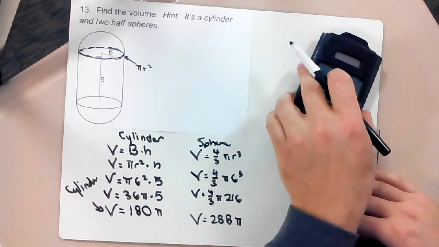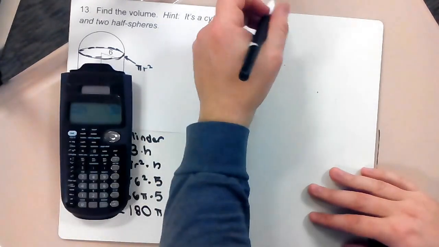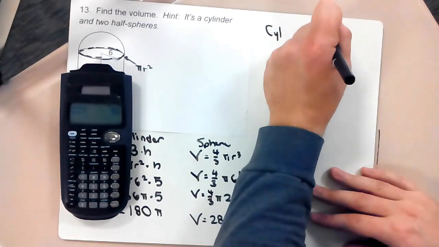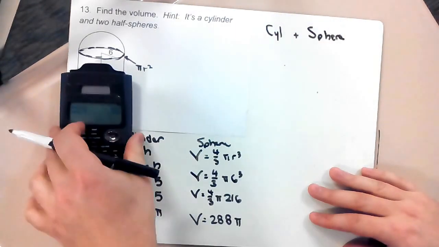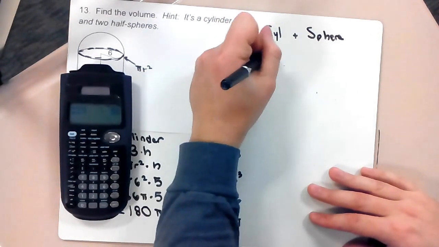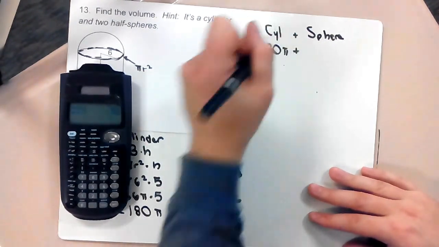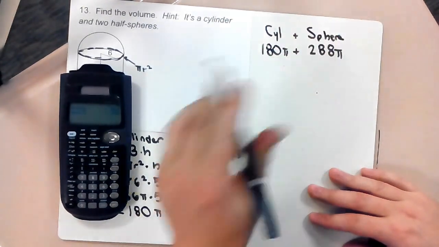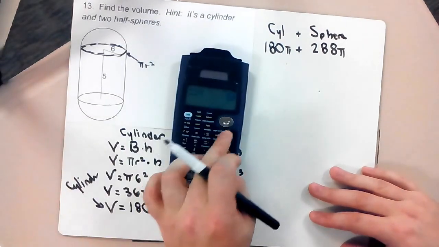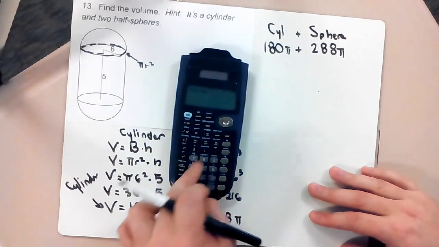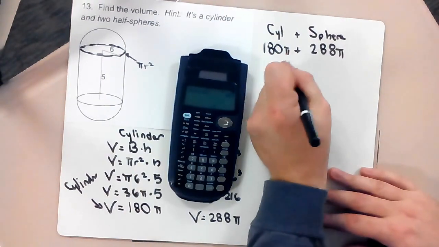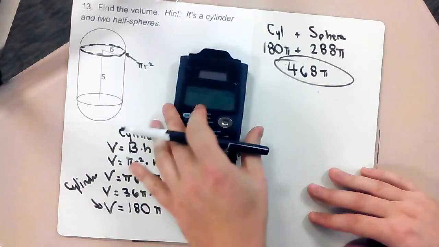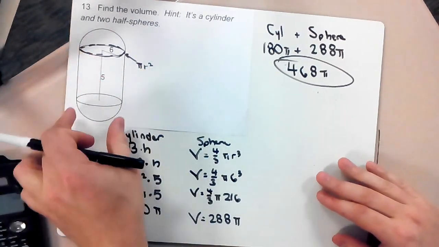Now I'm going to add these together. I'm going to say the cylinder plus the sphere. This is 180 pi plus 288 pi. And remember, pi just comes along for the ride. So 288 plus 180 equals 468 pi. And that is the volume of this capsule.